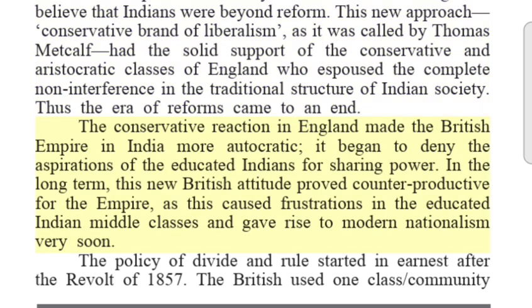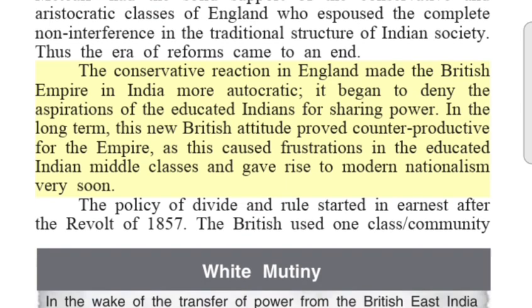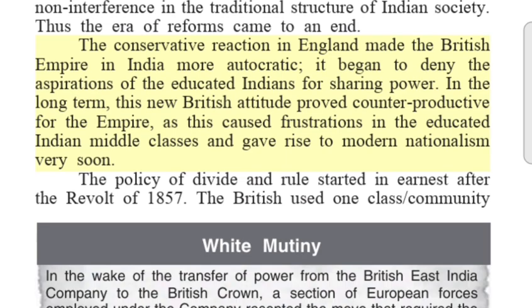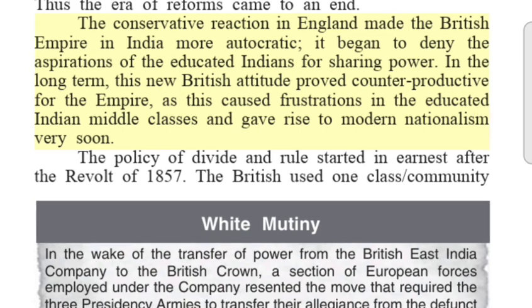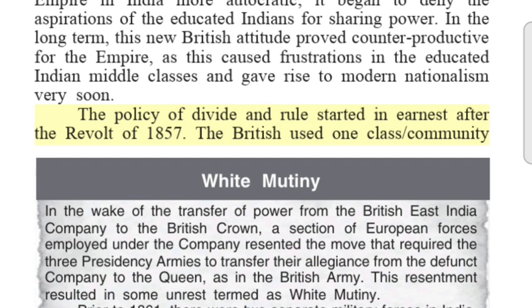The conservative reaction in England made the British Empire in India more autocratic. It began to deny the aspirations of the educated Indians for sharing power. In the long term, this new British attitude proved counterproductive for the empire, as this caused frustrations in the educated Indian middle classes and gave rise to modern nationalism very soon. The policy of divide and rule started in earnest after the Revolt of 1857.